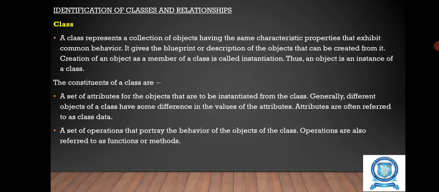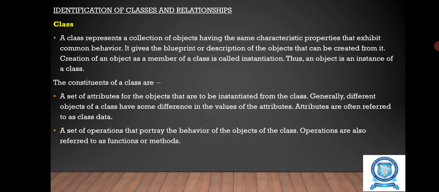A class represents a collection of objects having the same characteristic properties that exhibit the common behavior. It gives the blueprint or the description of the objects that can be created from it. Creation of an object as a member of a class is called instantiation. Thus, an object is an instance of the class.